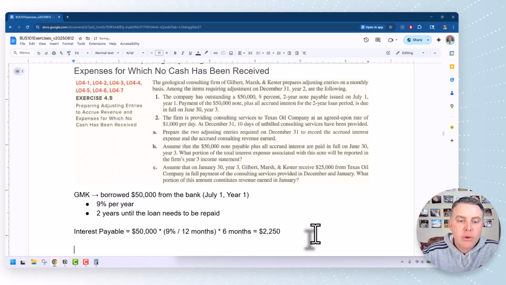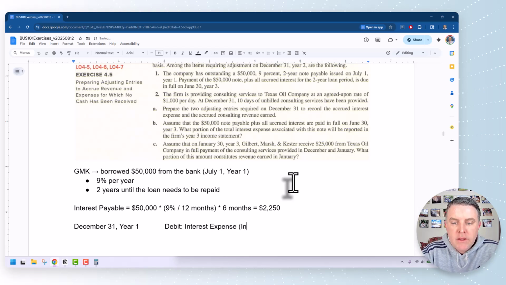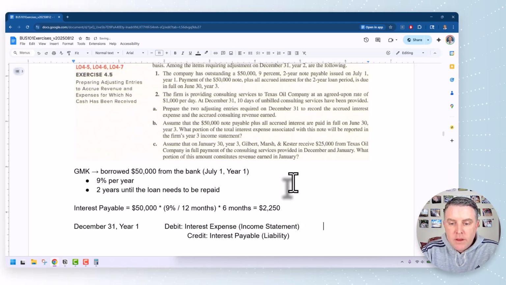All right, so how do we record this adjusting entry then? At December 31st, year one, we are going to debit interest expense, which is in the income statement, and we will credit interest payable, which is a liability in the balance sheet. And the amount here will be $2,250.